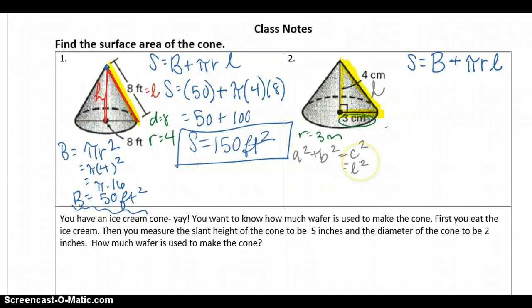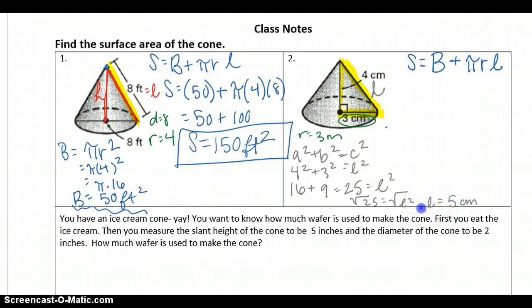So L squared, and our other two sides are 4 and 3. So let's put those in. 4 squared plus 3 squared. 4 squared is 16 plus 3 squared, which is 9, gives me 25 is equal to L squared. What do we do to undo a square? Square root. So we have to square root both sides. So I'll have the square root of 25 is equal to the square root of L squared, which will give me that L is equal to 5.